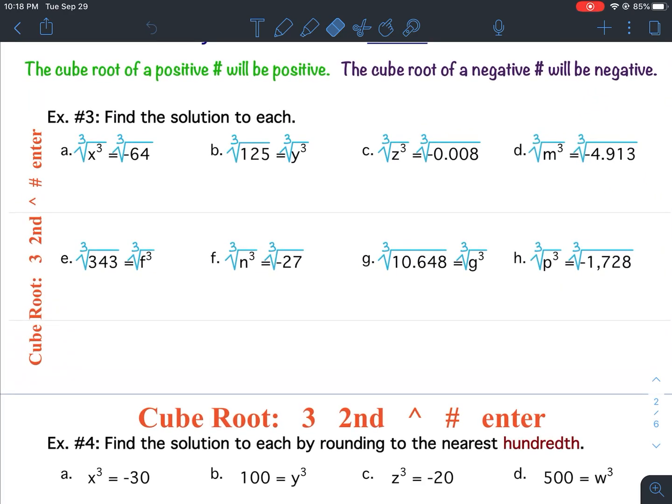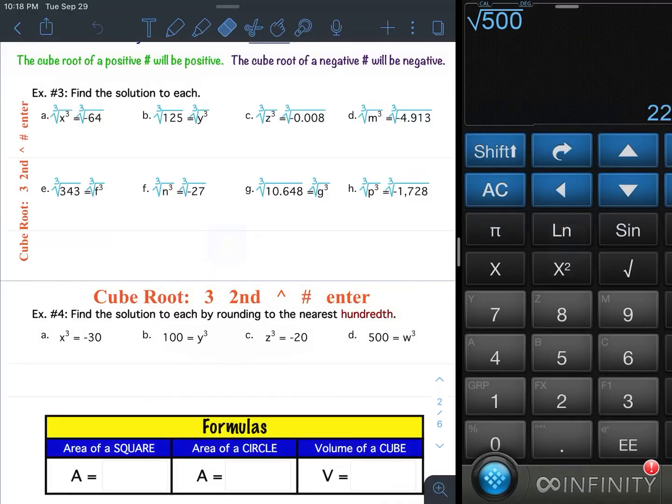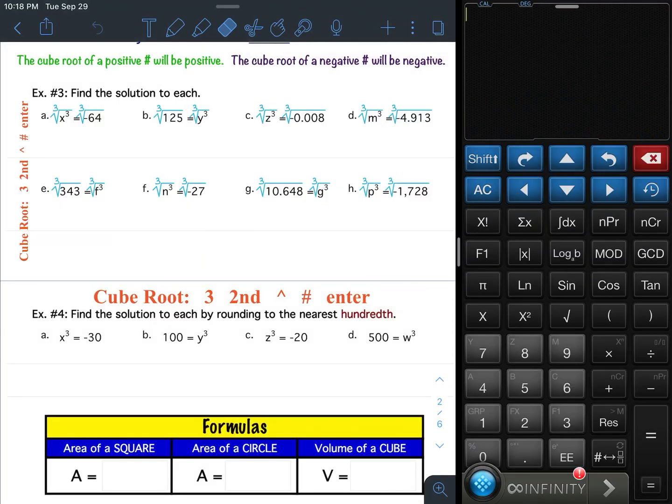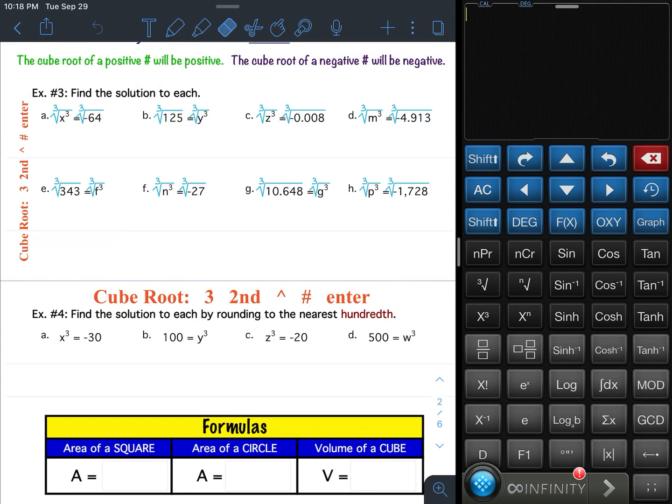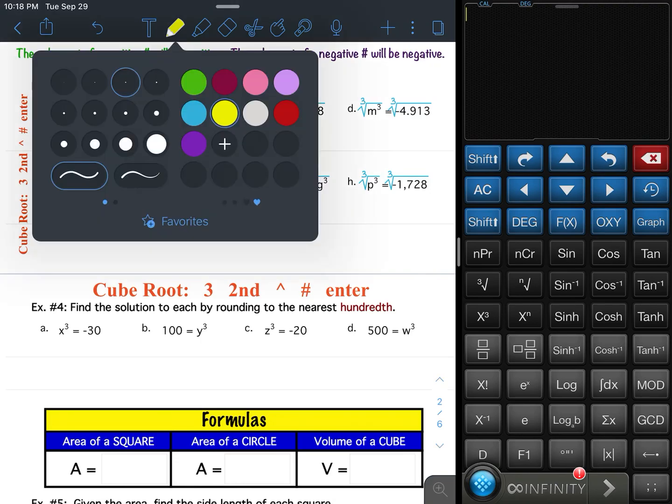Okay, if you're at home, you may want to use the calculator on the iPad. So let me bring that up. The cube root on the iPad has that little check mark with the 3. If I put an arrow right there, I don't know if you can see, it is 2 up from the fraction button. That is the cube root there. So I am going to take the cube root of each one of these problems.